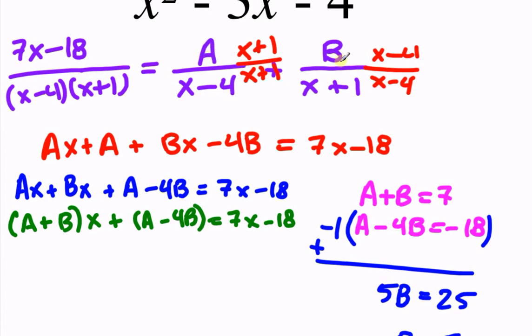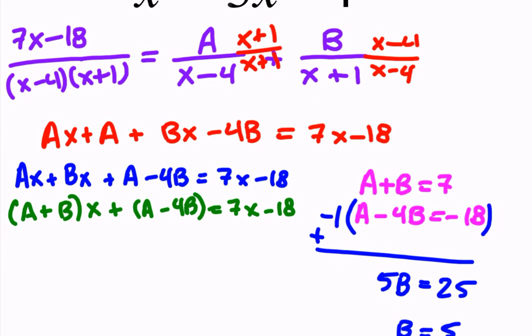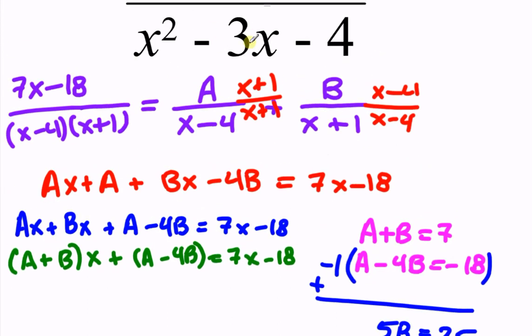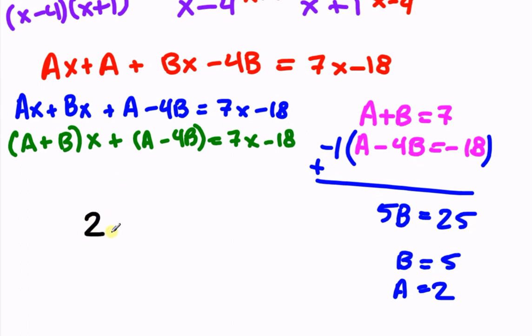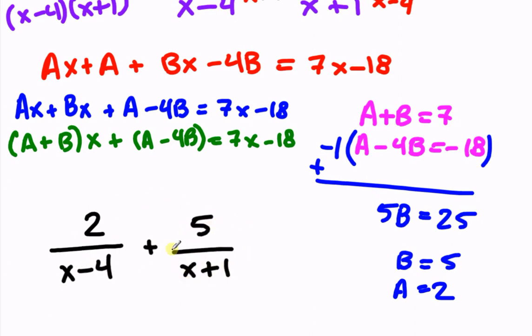A is supposed to be 2, b is supposed to be 5, and so if we want to split our first fraction into parts, the only way it's going to happen is by saying I could do 2 over x minus 4 plus 5 over x plus 1. That will be how I split up my original fraction.